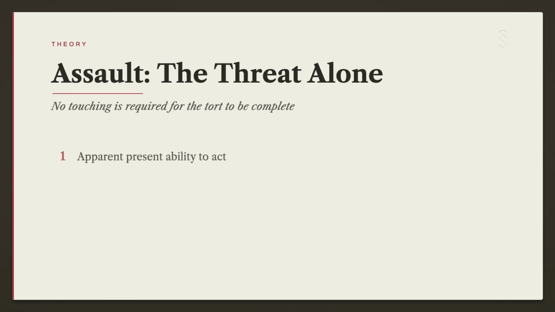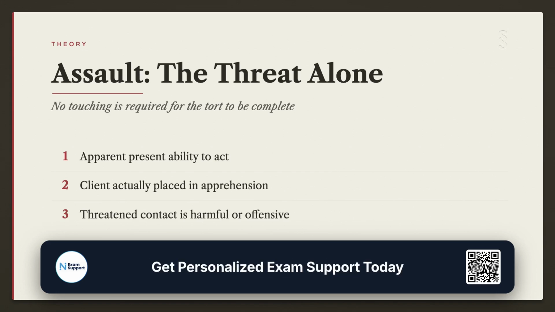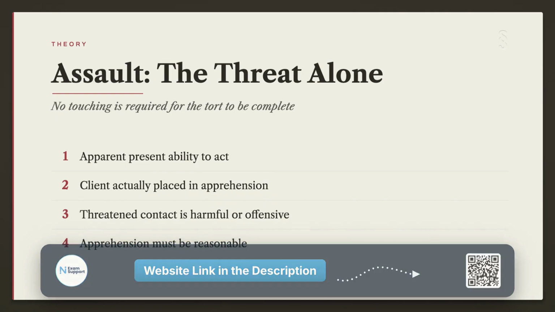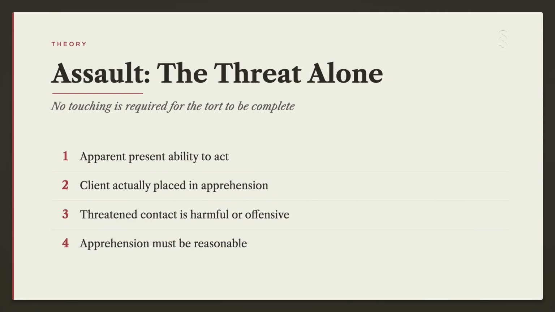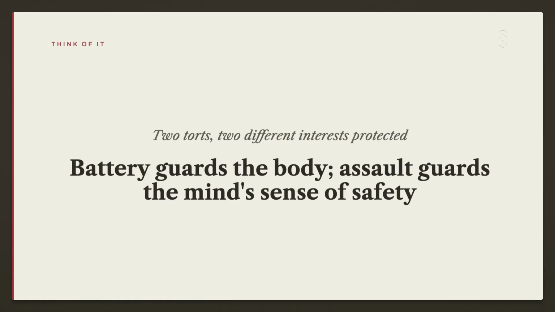Assault is the threat of harmful contact that creates reasonable fear, and it requires no physical touching at all. It has 4 conditions: an apparent present ability to act, the client actually being placed in apprehension, contact that would be harmful or offensive, and apprehension that is reasonable given the situation. Battery protects bodily integrity, the right not to be touched without consent, while assault protects mental security, the right to move through the world without fear of imminent harm.